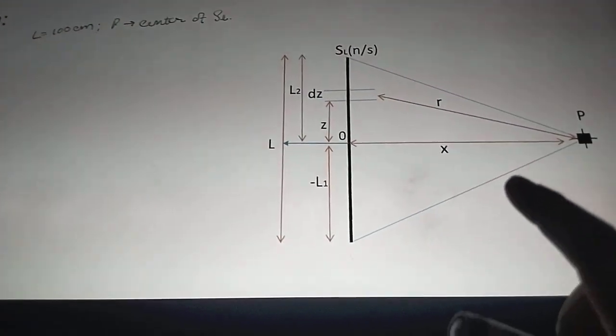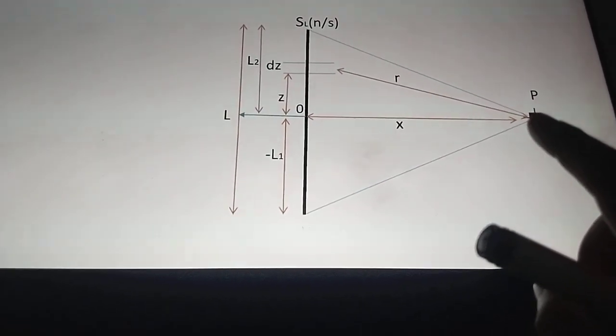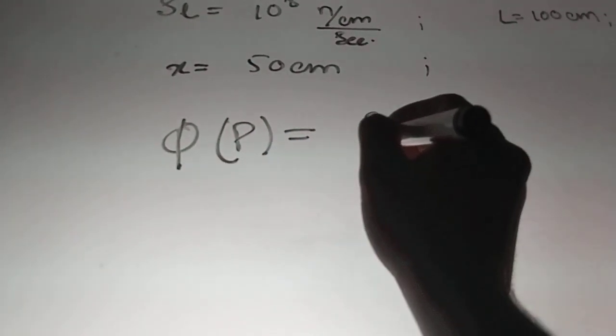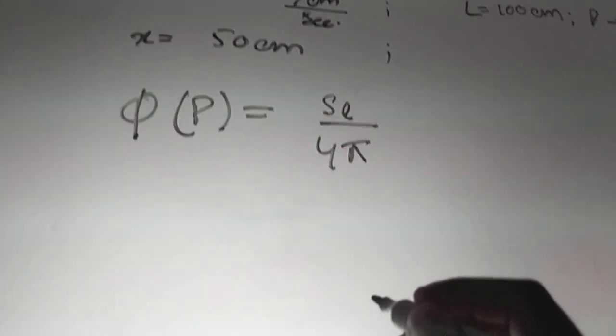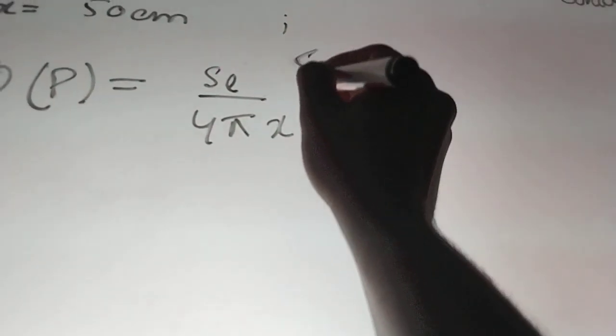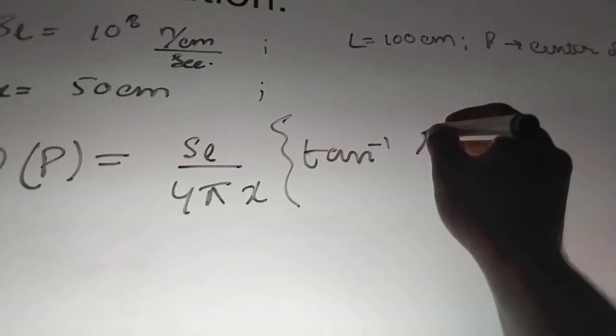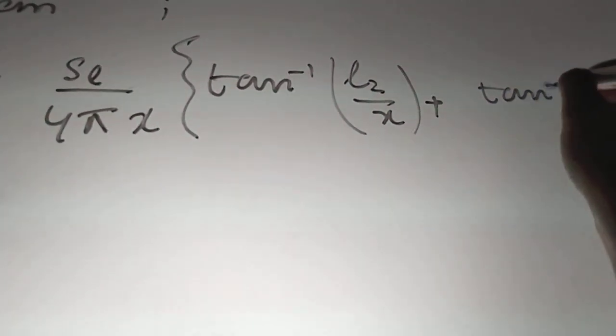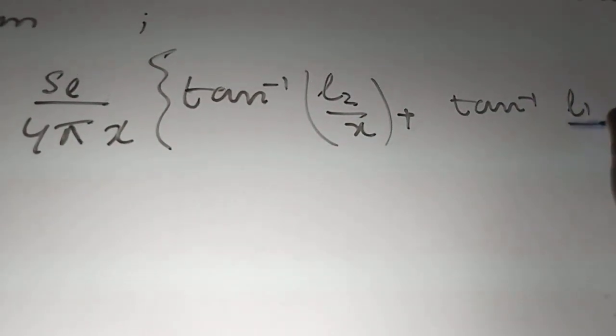So what we have to find out is the flux at this point P. We have derived the relation for the flux at the point P, which is equal to S_L divided by 4 pi x, times tan inverse L2 by x plus tan inverse L1 by x.